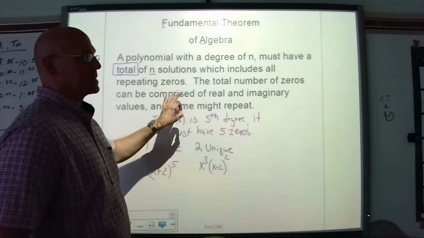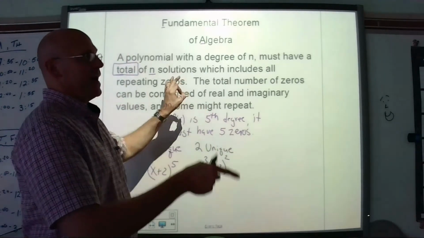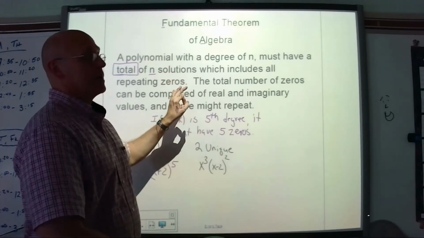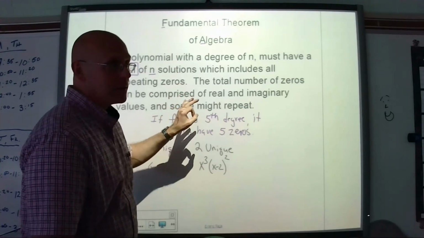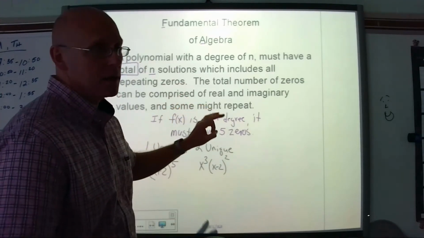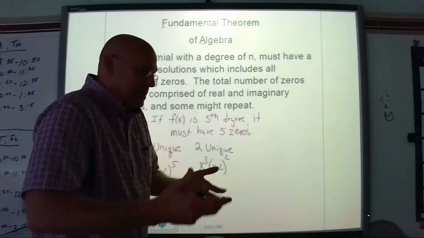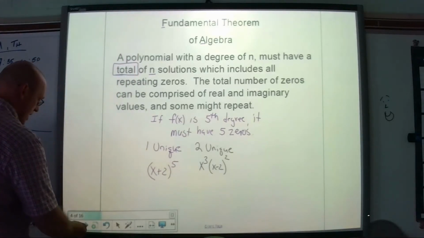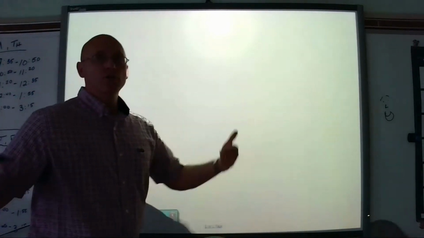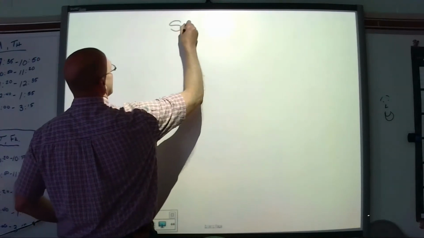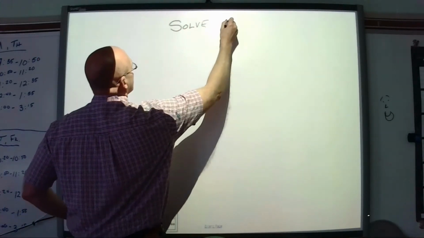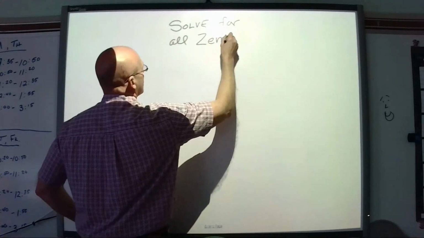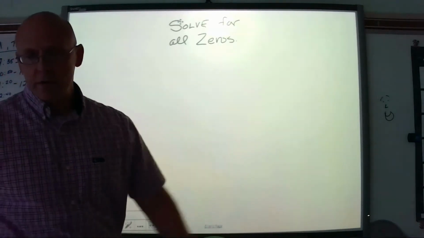The fundamental theorem of algebra says whatever the degree of a polynomial is, that's how many total zeros you must have. And some of those zeros might repeat, and some of the zeros could be real, and some could be imaginary. Our job today is to be able to work with that concept. So let's try this. I want to solve the following. Solve for all zeros. I want to find all the zeros there are.